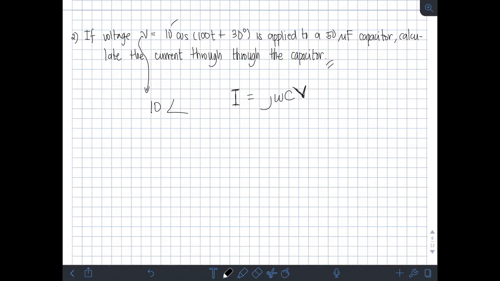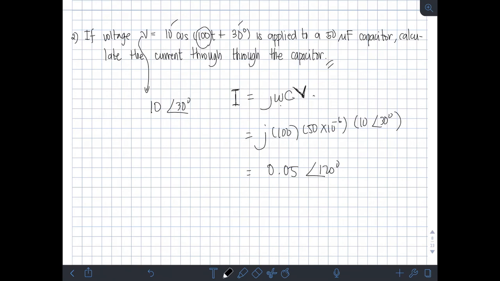So substitute natin lahat nung given. So J times omega, so this time ang omega natin is, di ba kanina yun yung nakamultiply sa T. So therefore 100. And then C, so 50 microfarad. So 50 times 10 raised to negative 6, right? And then yung V natin na 10 angle 30 degree. So again, gamit lang kayo ng calcu para ma-solve natin to. In polar form, we have 0.05 angle 120 degree, right?